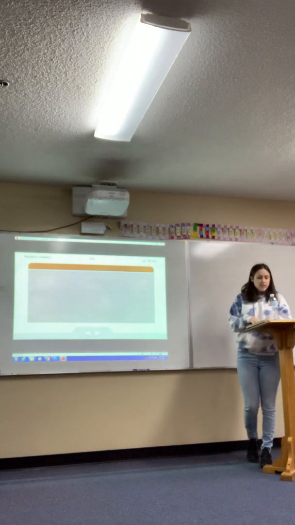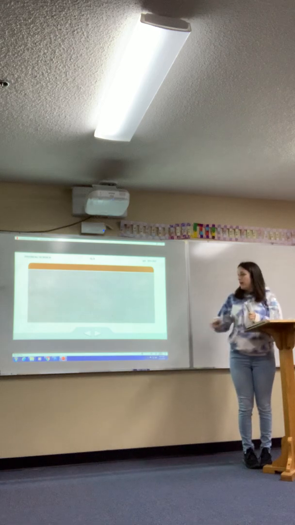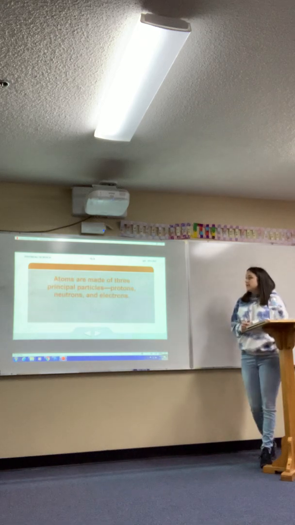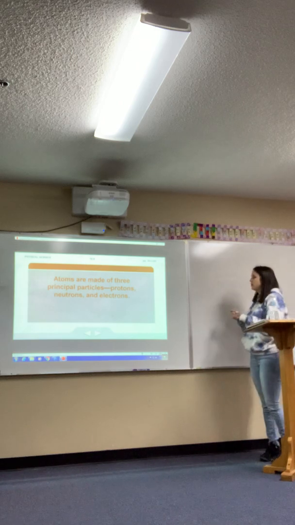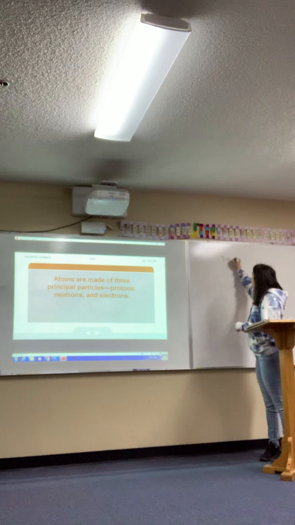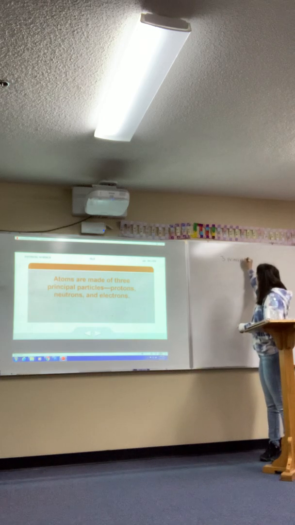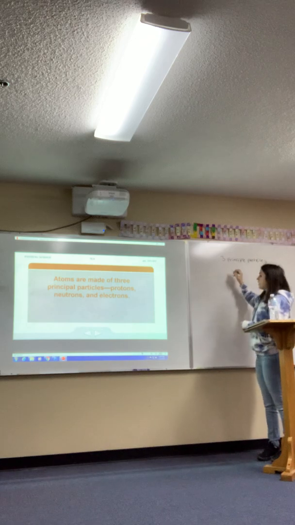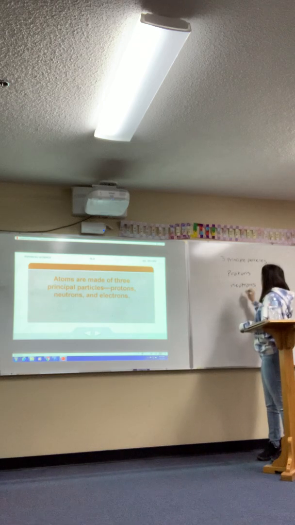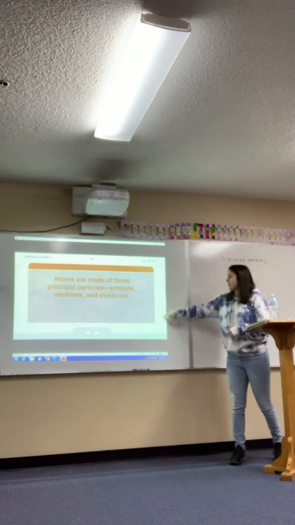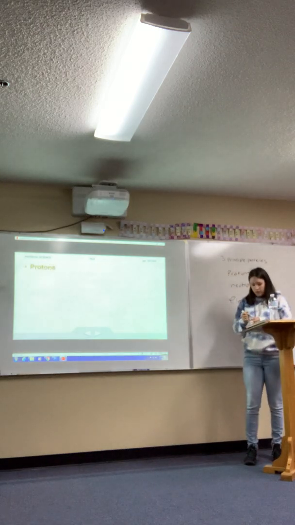Okay, so we're going to be starting on page 361. So atoms are made out of three principal particles. So what should go in your notes is that the three principal particles are protons, neutrons, and electrons. And then we're going to give you details about each. Okay, so we have our three principal particles.